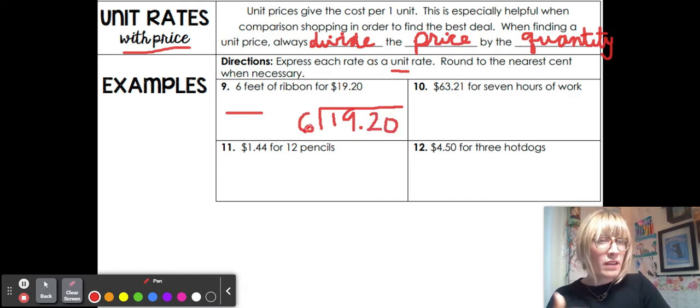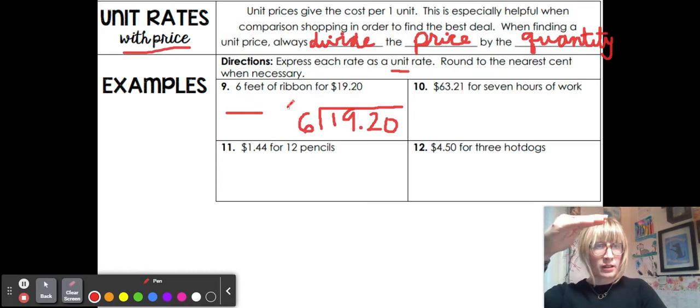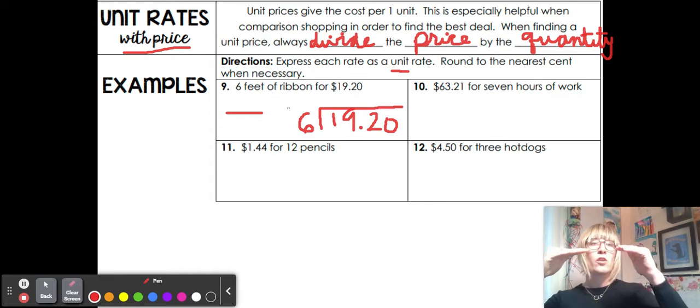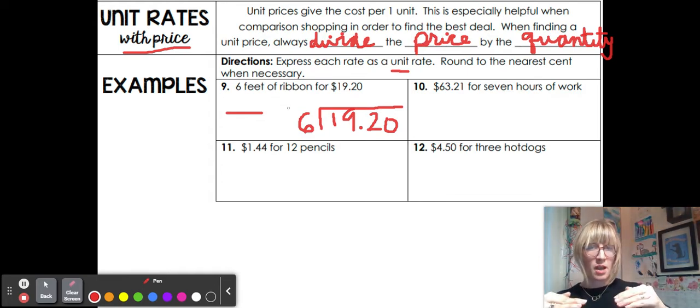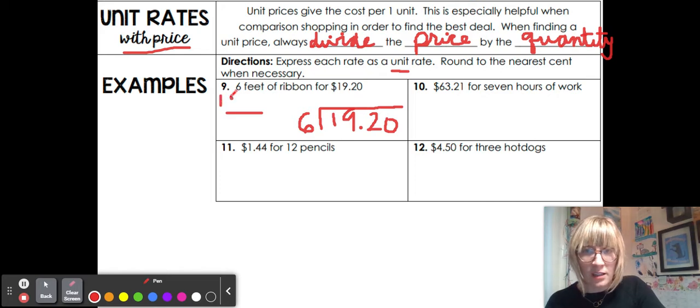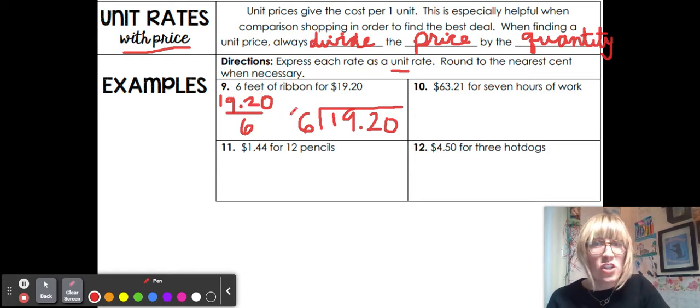Okay. The way that we convert that into a fraction is that the numerator reads downward, right? We start at the numerator, we read the fraction bar, we go to the denominator. So we have $19.20 divided by the quantity. Price divided by quantity. Dividend divided by divisor. So we have 6 feet of ribbon for $19.20.